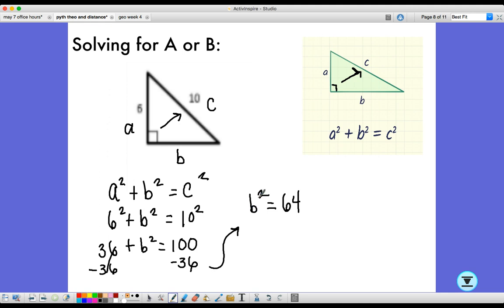Then to get B alone, I need to do the opposite of squaring something, which is square rooting it. So I'm going to square root each side, and I'm going to get B is equal to 8. And that's how you solve for A or B.